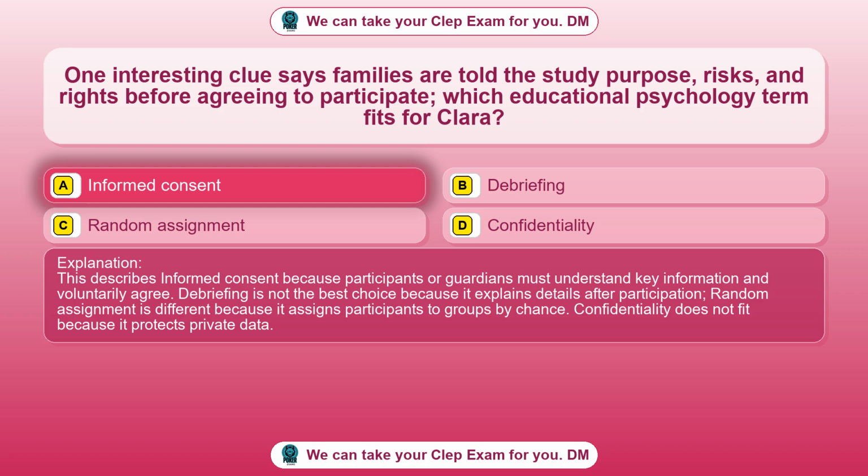Debriefing is not the best choice because it explains details after participation. Random assignment is different because it assigns participants to groups by chance. Confidentiality does not fit because it protects private data.